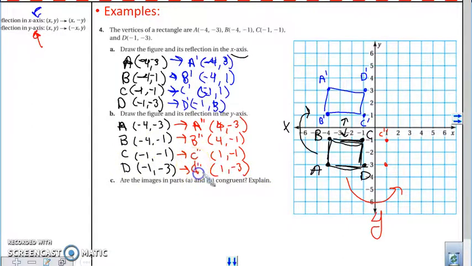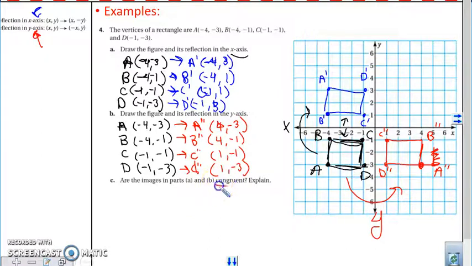Oh, this is D. For D, still going to be 3 away. 1, 2, 3. B, second image. A, second image. Oops, too many A's here. A, second image. There we go.